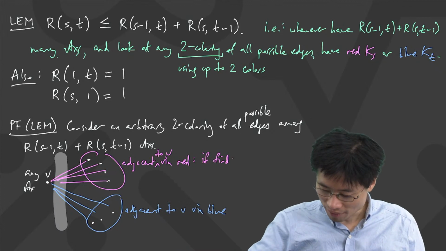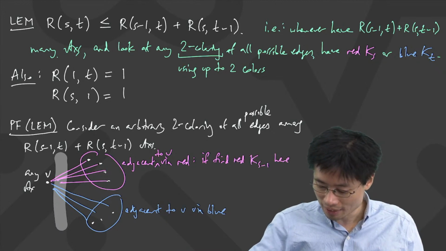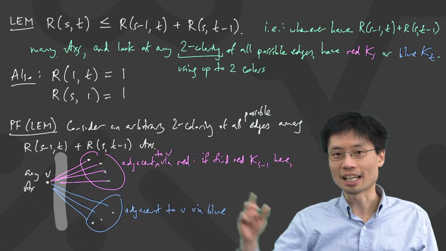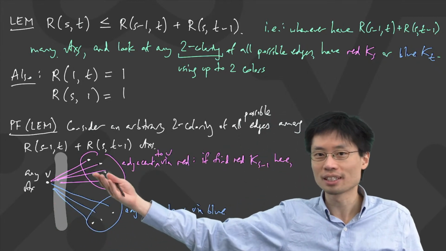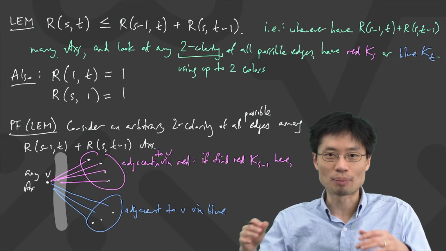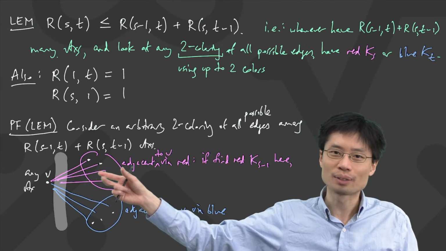Yes. If you find a red K s minus 1 here, then you plus the V, and you got your red KS. That's actually why this all being red is handy. My goal was to find a red KS or a blue KT. Well, by doing this divide and conquer, I suddenly said, in this place here, I don't need a red KS anymore.